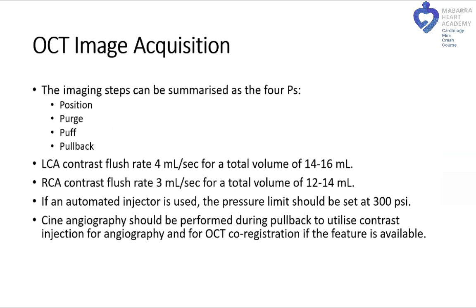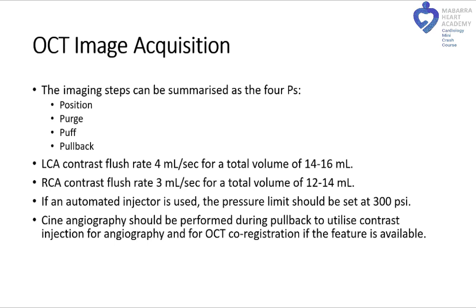So what are the steps for image acquisition? The steps can be summarized as the 4 Ps: position, purge, puff, and pullback. In terms of position, you need to position the catheter after the lesion. Then you purge to make sure that the lumen is clear of blood. You need to puff to make sure that you have good distal clearance and that your guide is well engaged. And then you trigger your pullback. And this can be either automated or manual.